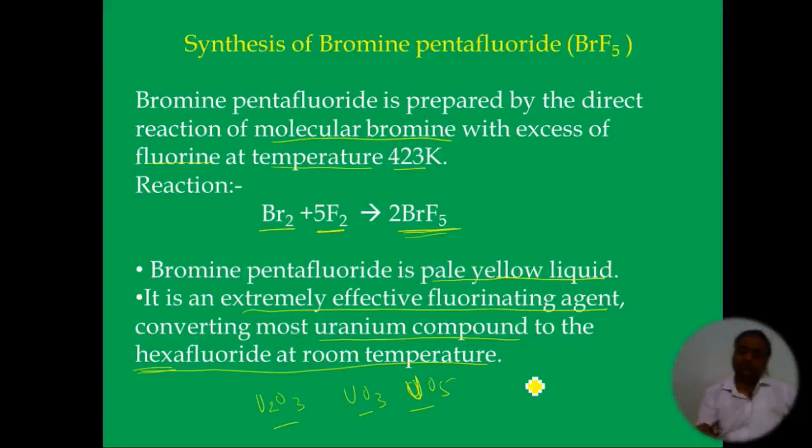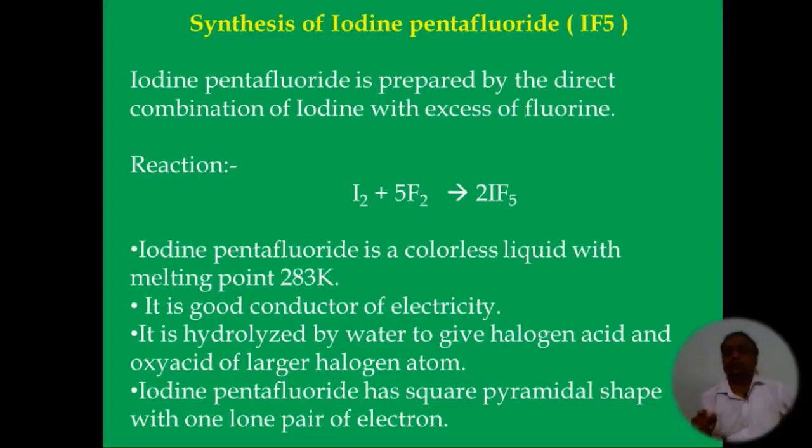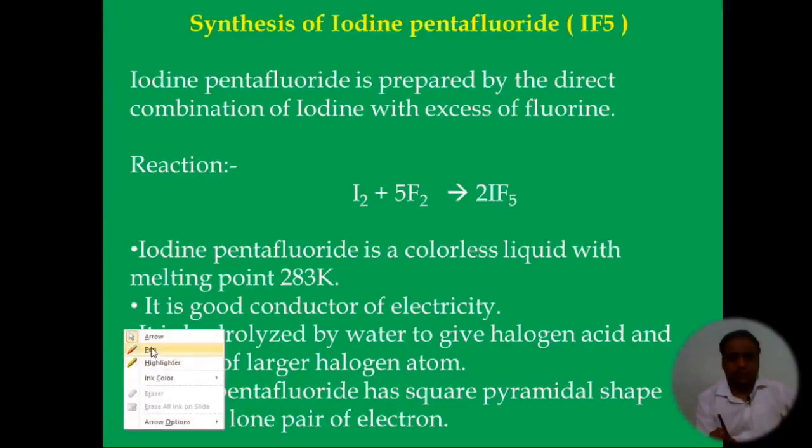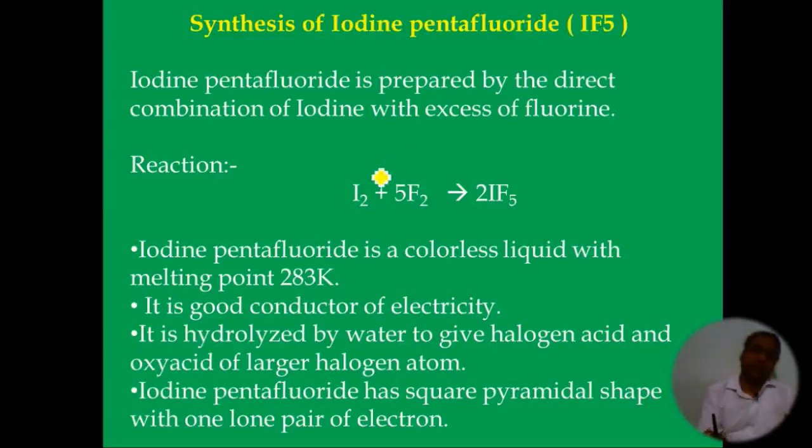Now let's move to the next slide. We will talk about iodine pentafluoride. Iodine pentafluoride is prepared by direct combination of iodine with excess molecular fluorine. Iodine is a solid. Excess molecular fluorine should be passed over this solid iodine, and we will get iodine pentafluoride. This is a very simple reaction.